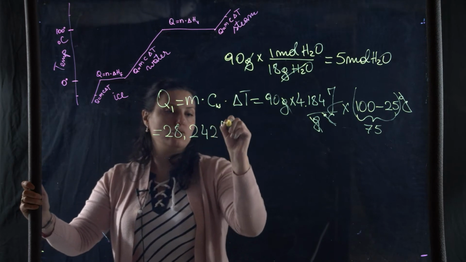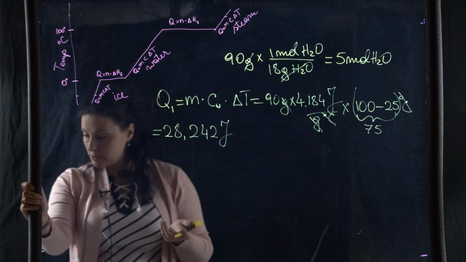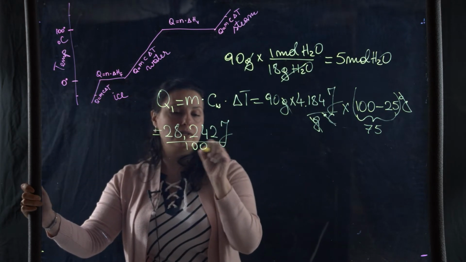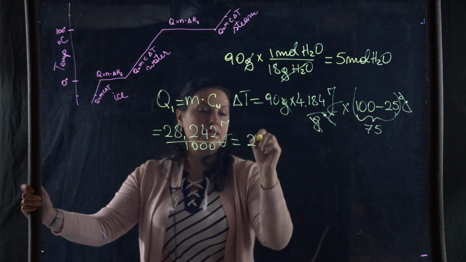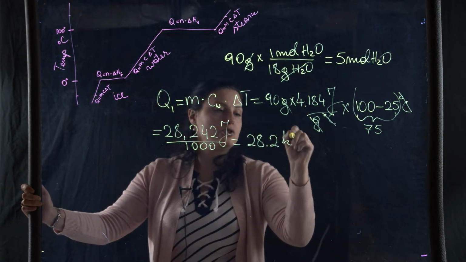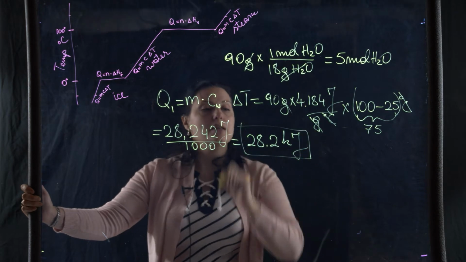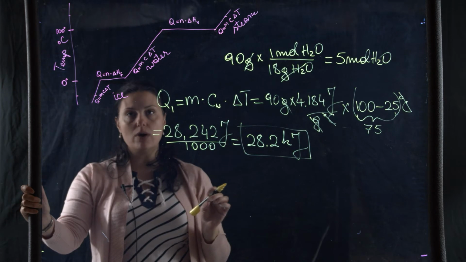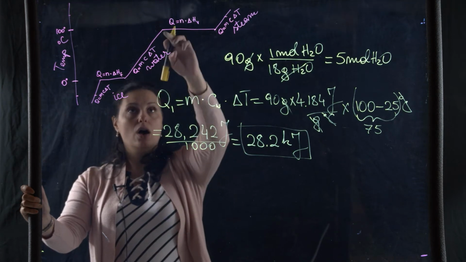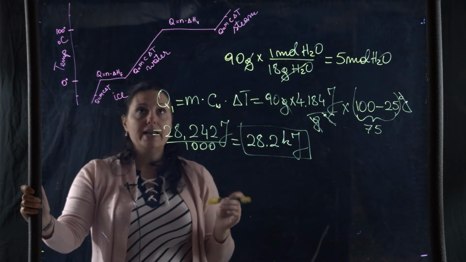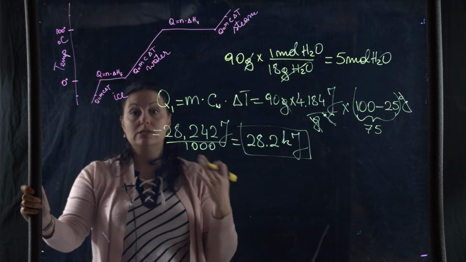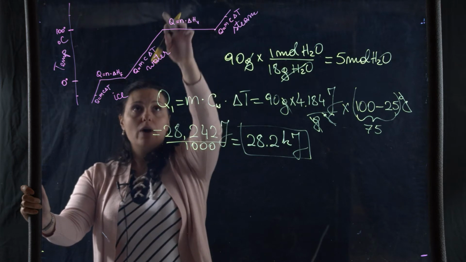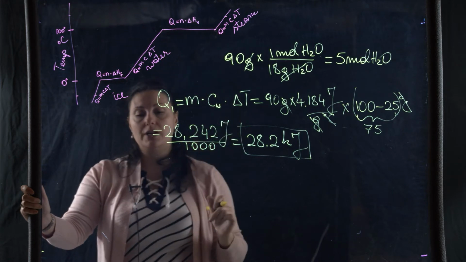So if you do all of that math, you should get 28,242 joules. To convert that to kilojoules, because I'm asked how many kilojoules, once again you divide by 1,000. That gives me 28.2 kilojoules. That's how much energy is needed to take the water from 25 degrees all the way to 100. Now that I have water at 100 degrees, it will start to boil, and as it's boiling, the temperature is not changing. So I have to use this formula over here.